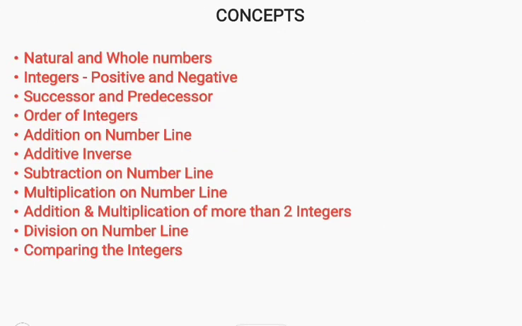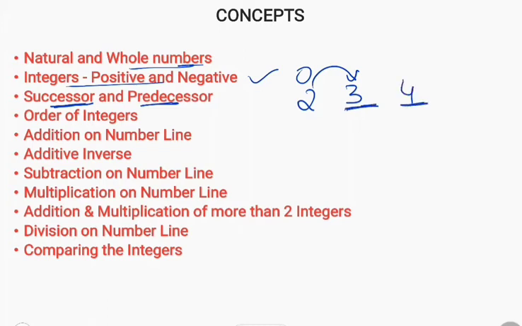Now let us see what all we have discussed in this video. Earlier we did natural and whole numbers along with integers. In integers, we saw there are positive integers and negative integers, and there's 0 also. We also saw the concept of successor and predecessor. 3 is the successor of 2, because after 2 comes 3, one step ahead. And before 4 comes 3, so 3 is the predecessor of 4.